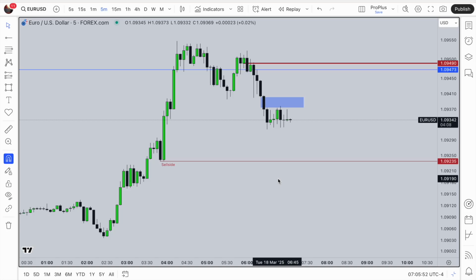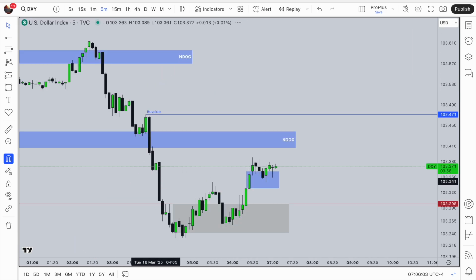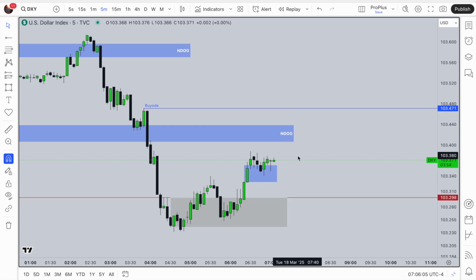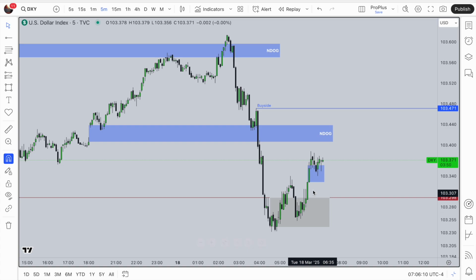It's Tuesday. What is the date today? The 18th of March. So it's 7 a.m. New York time. Looking at euro, pound, and dollar. Short euro, short pound, and long dollar. Dollar ran sell side here. Bullish order block respected, and it's got this BISI here that's closed above. There's a daily opening gap here from yesterday. And I would like to start seeing these act as inversions.